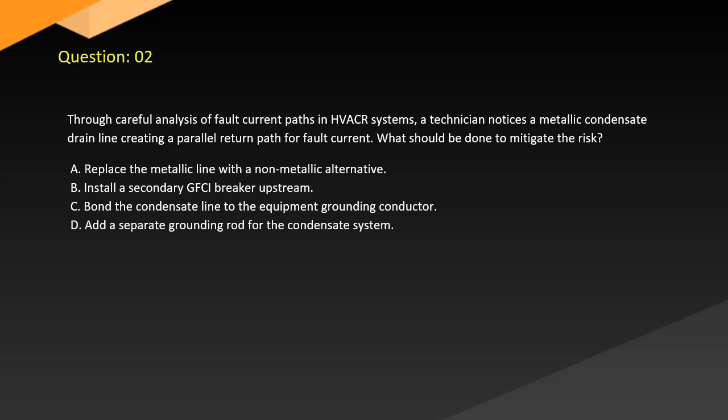Question 2. Through careful analysis of fault current paths in HVACR systems, a technician notices a metallic condensate drain line creating a parallel return path for fault current. What should be done to mitigate the risk?